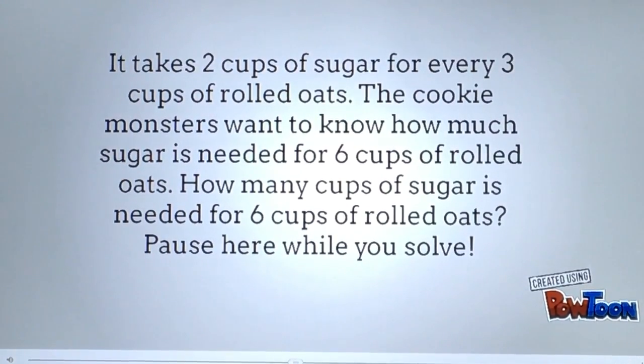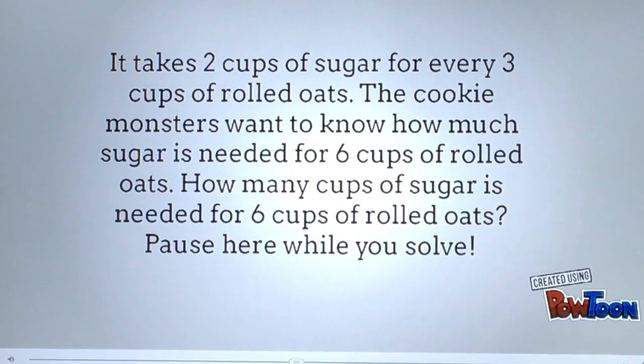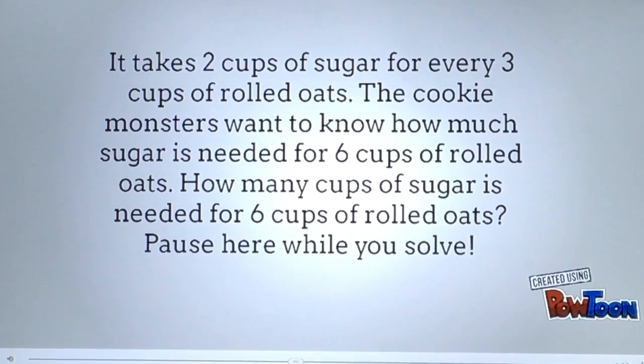It takes 2 cups of sugar for every 3 cups of rolled oats. The Cookie Monsters want to know how much sugar is needed for 6 cups of rolled oats. How many cups of sugar is needed for 6 cups of rolled oats? Pause here while you solve.